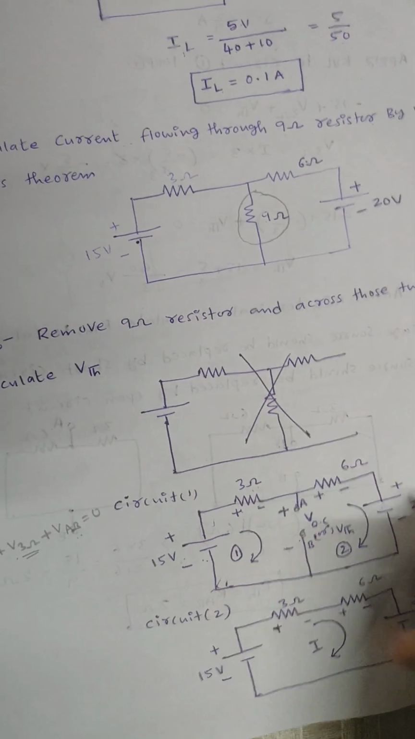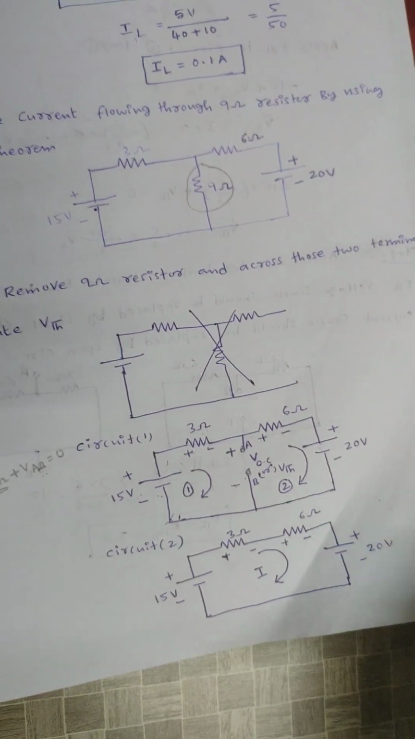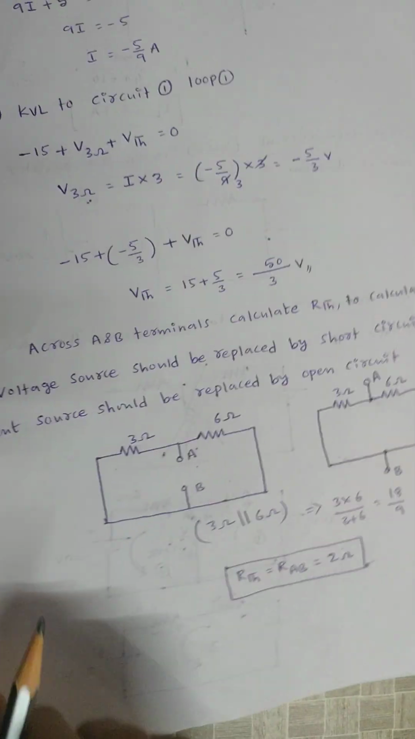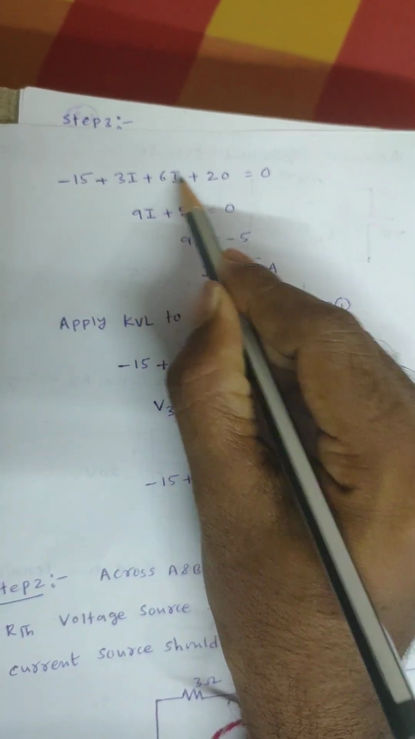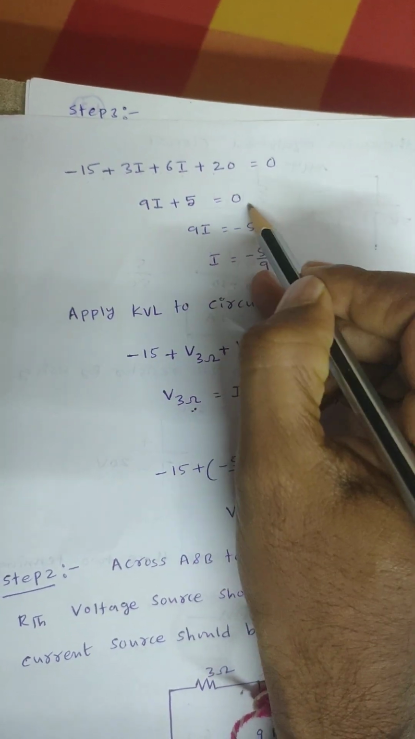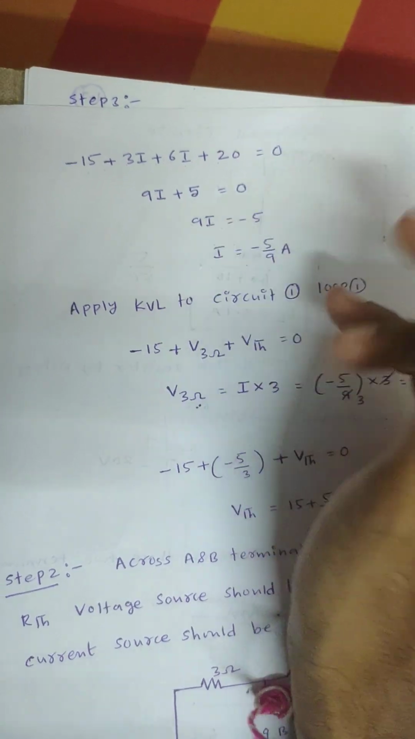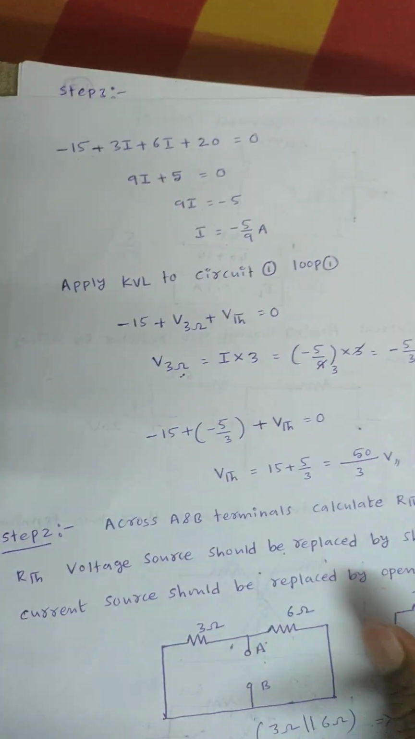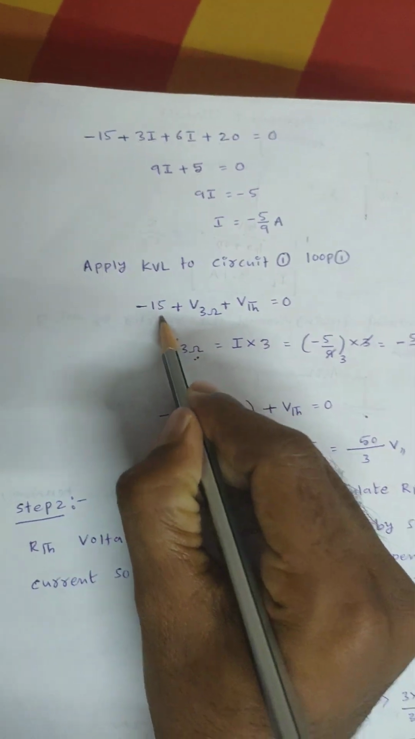Again plus 20 is equal to 0. That is minus 15 plus 3i plus 6i plus 20 is equal to 0. That is 9i plus 5 is equal to 0. Then 9i is equal to minus 5. Then the I value will be minus 5 by 9 amperes. After that, apply KVL to loop 1.